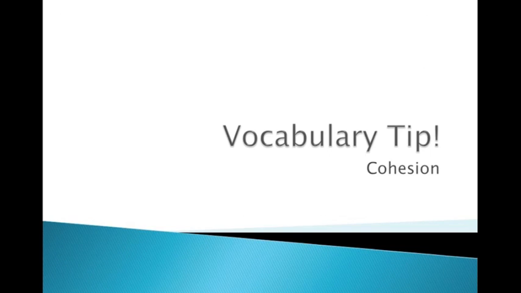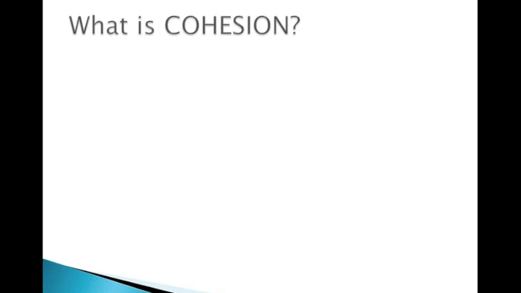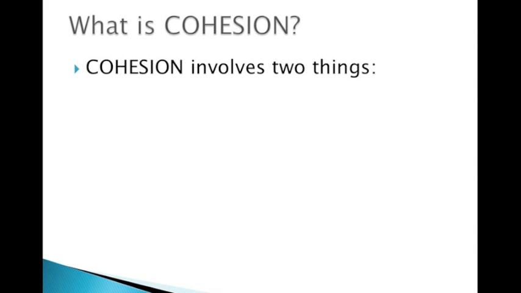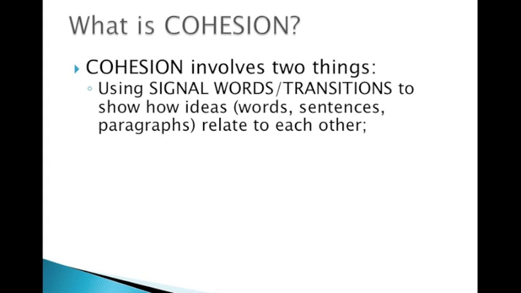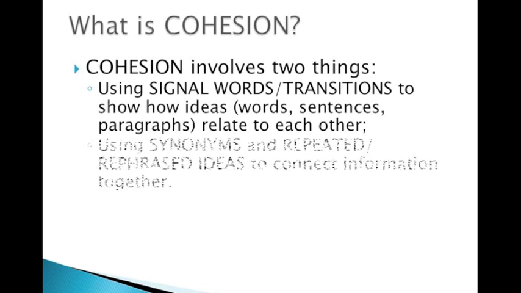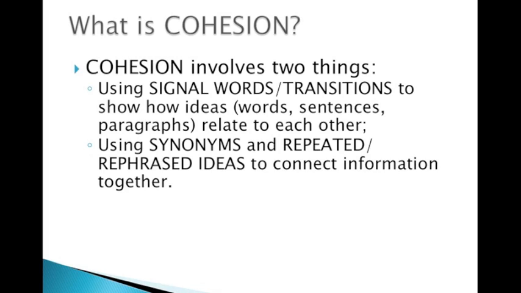Now, getting to the idea of the paragraph and talking a little bit more about the vocabulary we use. The concept of cohesion is something that's very important and needs to be stressed at this moment since we're talking a lot about paragraph development. So what is cohesion? Well, it involves two things. One is using signal words, which we've talked about quite a bit with the topic sentence, but now we're going to focus a little bit more inside of the paragraph and showing how different words and ideas relate to each other using these signal words. Another idea of cohesion is using synonyms and repeated or rephrased ideas to connect information together.